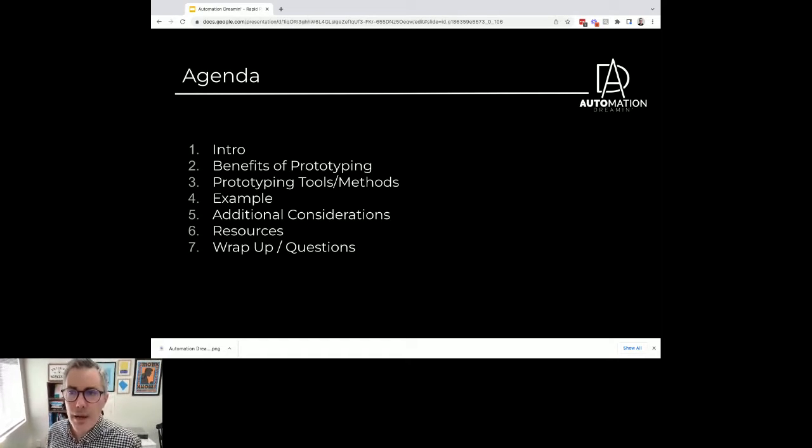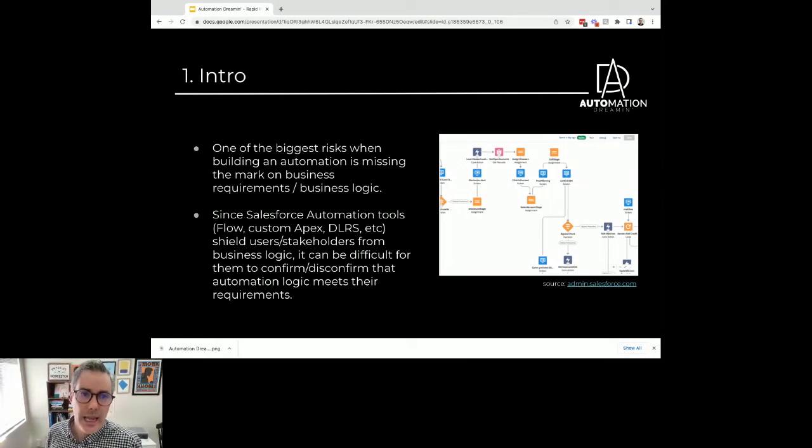Okay, so we're talking about automation in this conference, and when we talk about automation or any project, any Salesforce project, any IT project in general, one of the big risks that is sometimes not talked about is the risk of automation missing the mark in terms of the business requirements or the business logic that we're trying to implement. There's a statistic that sort of gets thrown around in the IT consulting space that something like 70% of all IT projects fail. And the number one reason why they fail is because of business requirements that don't capture what the stakeholders actually need.